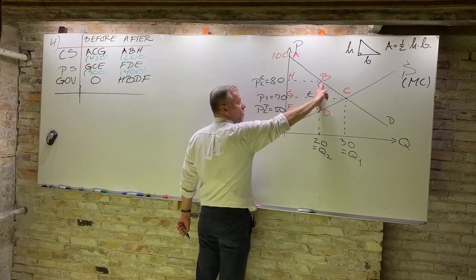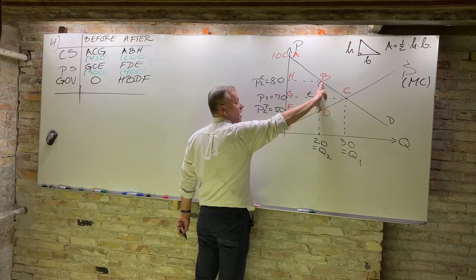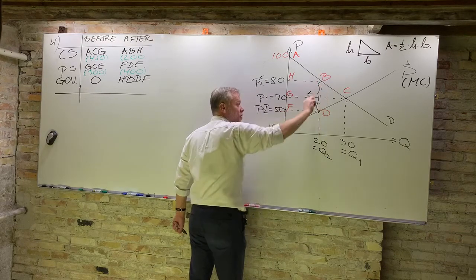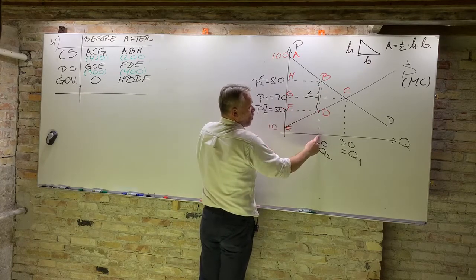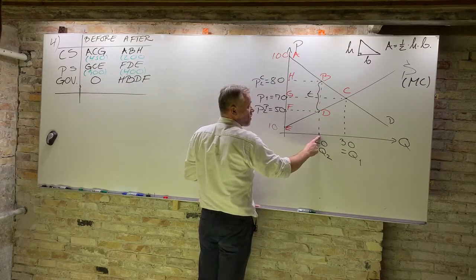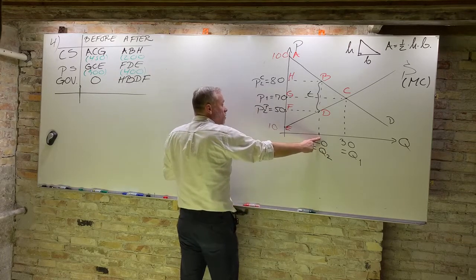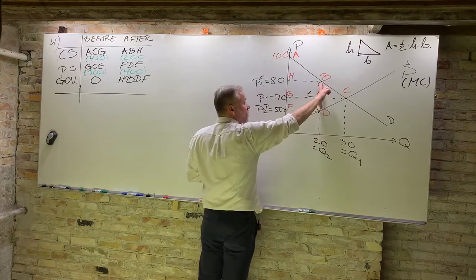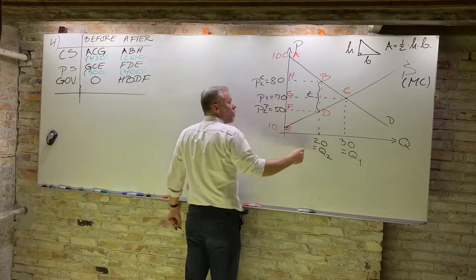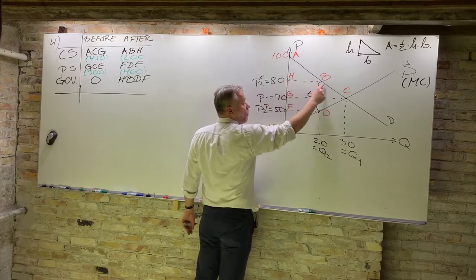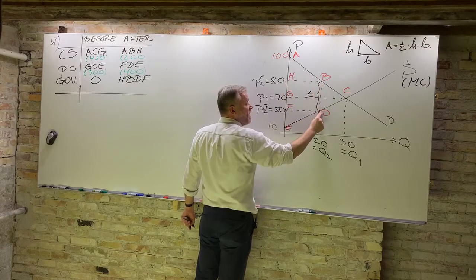So this vertical distance corresponds to how much money is being collected in taxes per unit. And the length of the rectangle here corresponds to the quantity after the introduction of the tax. And since the tax revenue must be the amount of the tax per unit times the number of units being taxed, then that will correspond graphically here to the area of the rectangle HBDF.